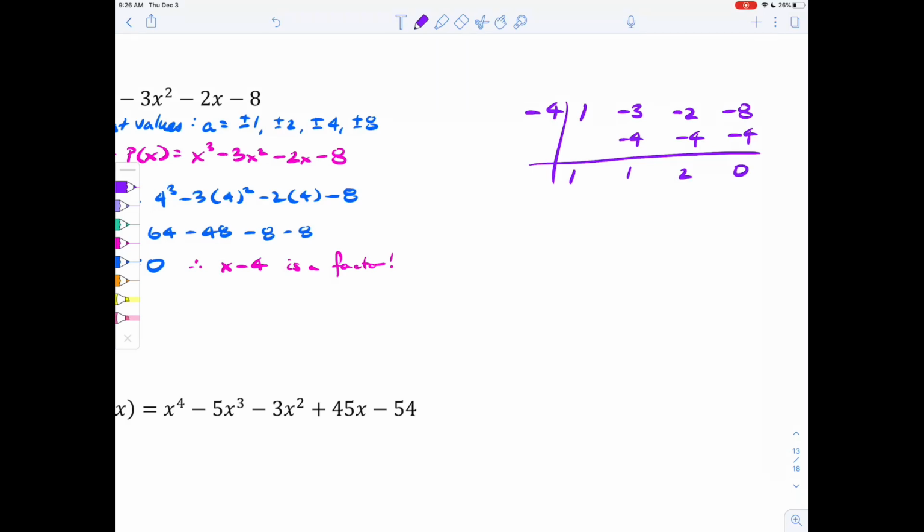Cool. I will no longer be writing what each of these represents. Again, that will be kind of expected moving forward. But hopefully you can see how this ties to us saying that P of x is the result of multiplying x minus 4 by the quotient here, which is x squared plus x plus 2. In this case, this can't be factored further. If it could be, then you would have to go further with it. But as it is, this one is done.